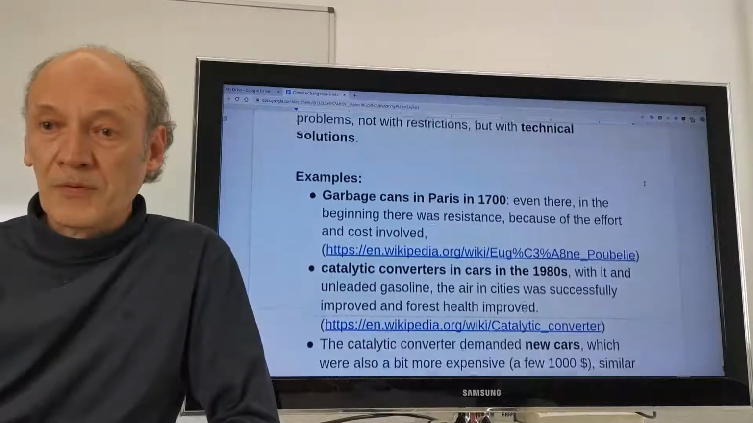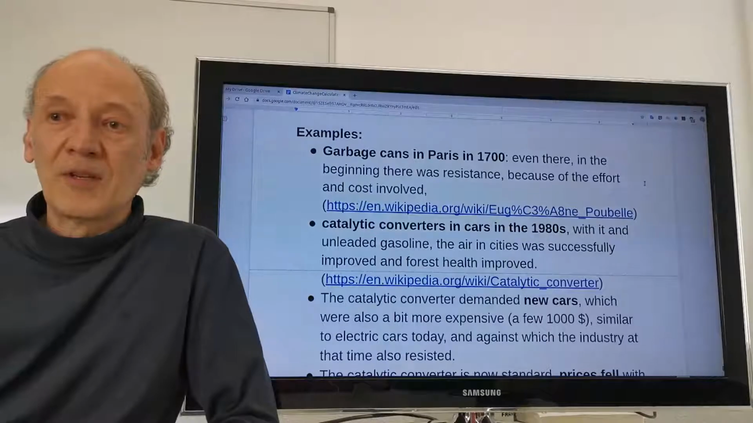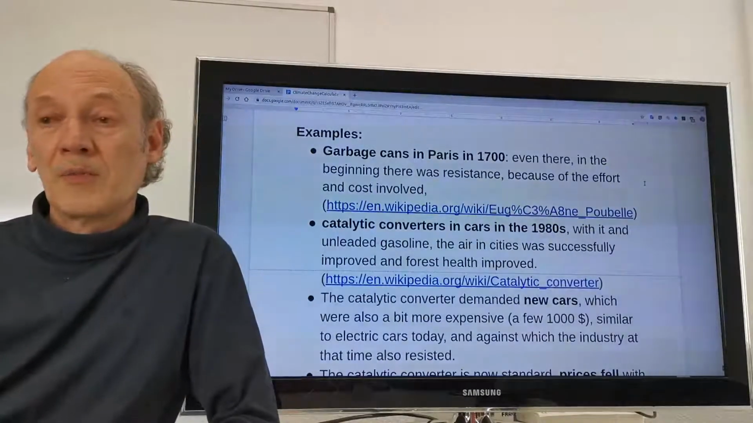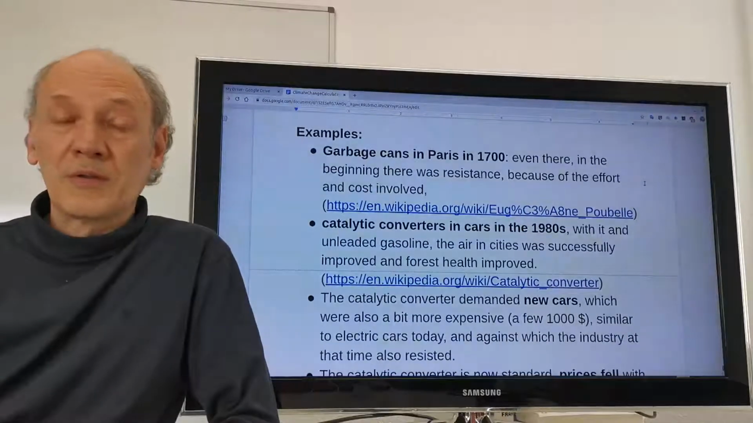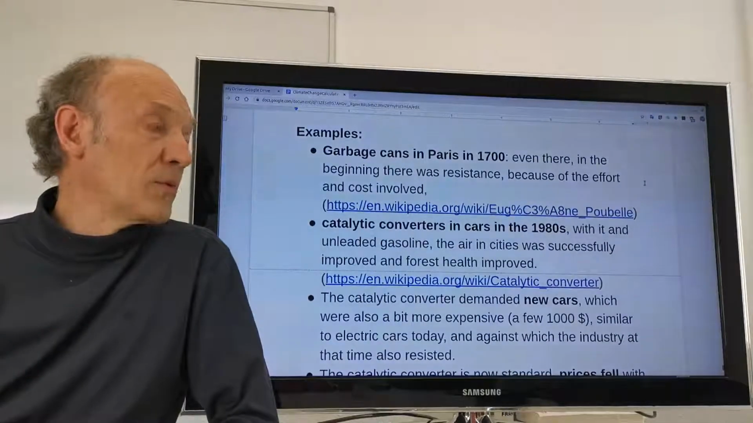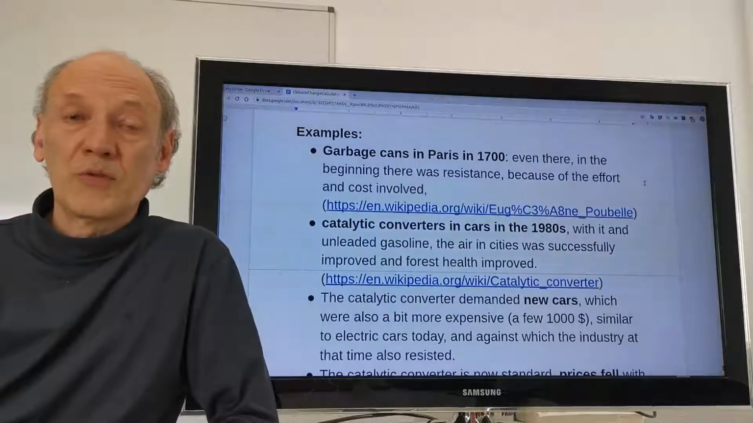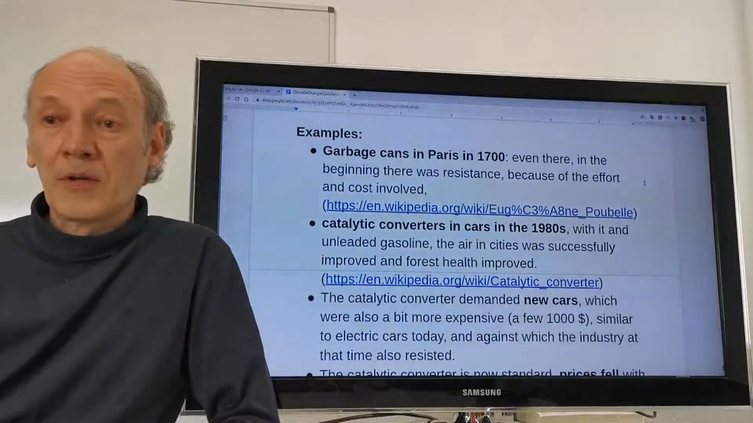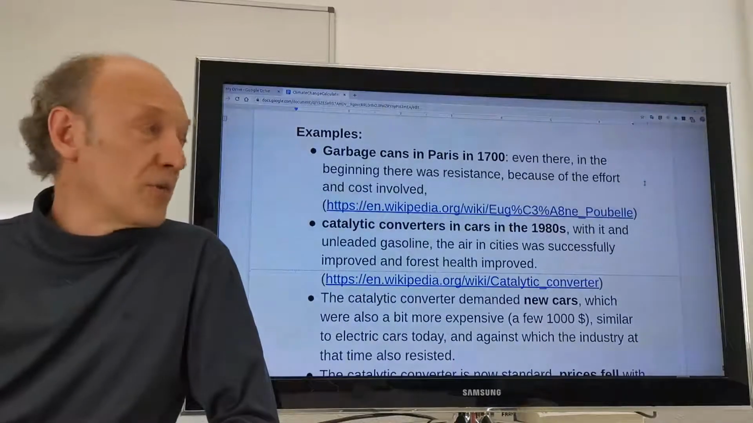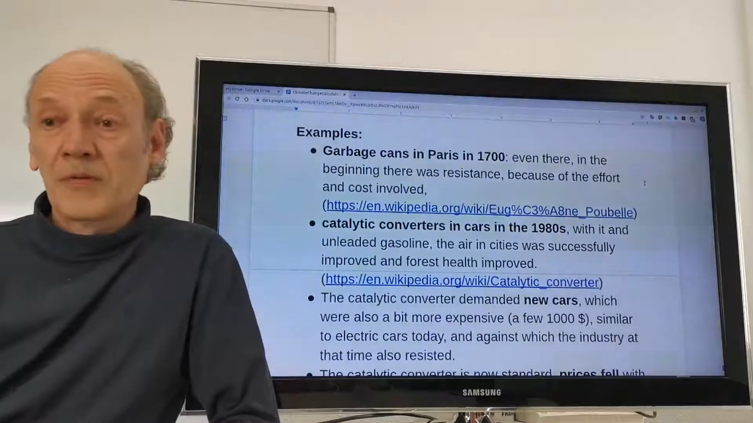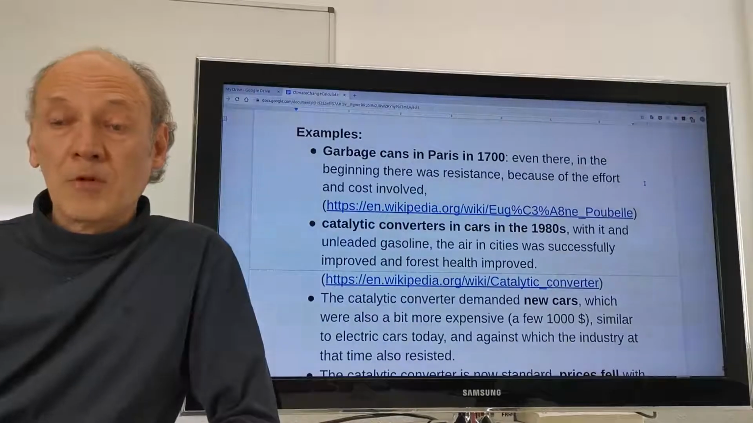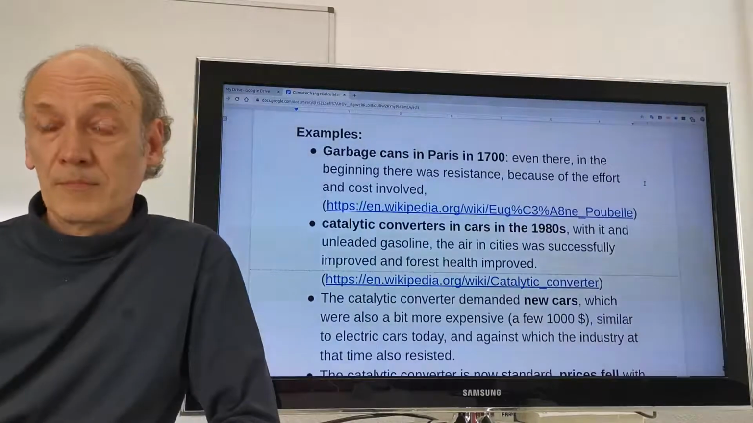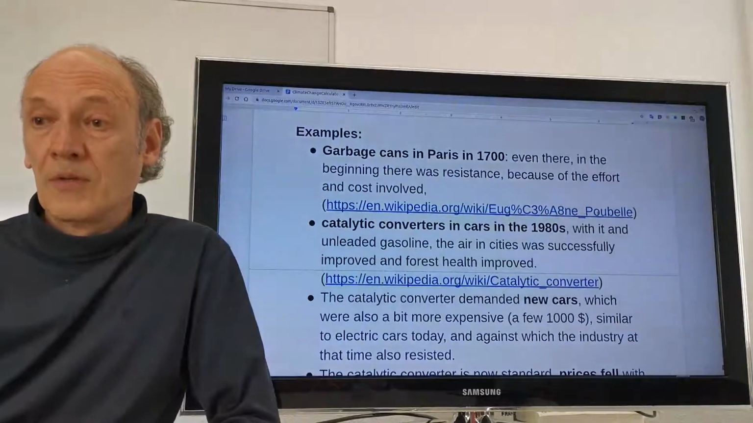So examples, for instance, are garbage cans in Paris around 1700. At that time, Paris grew a lot, became more populous, and they had problems with the garbage. Everybody was just throwing it onto the street. And they were introducing garbage cans to collect trash. But even that was met with resistance because it involved effort and cost. Right? So here you can actually read more about it.